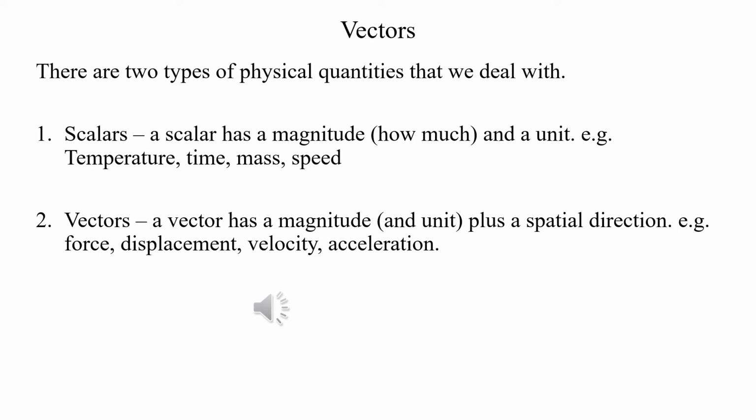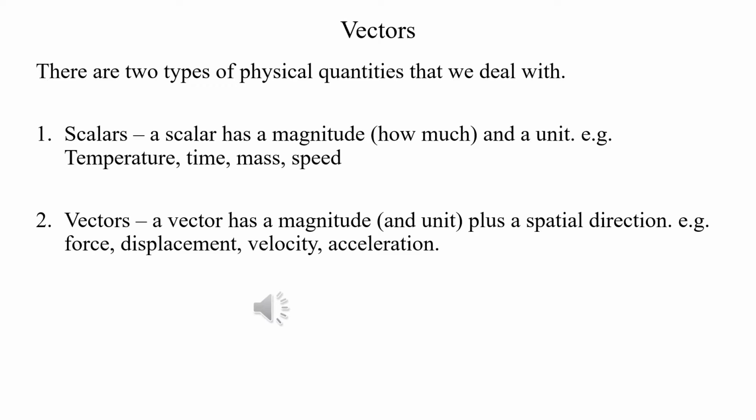All right, in this video, we're going to be looking at vectors. So there are two types of physical quantities that we deal with. The first are called scalars. A scalar has a magnitude, or how much, and a unit associated with it. Some examples of scalar quantities are temperature, time, mass, and speed.